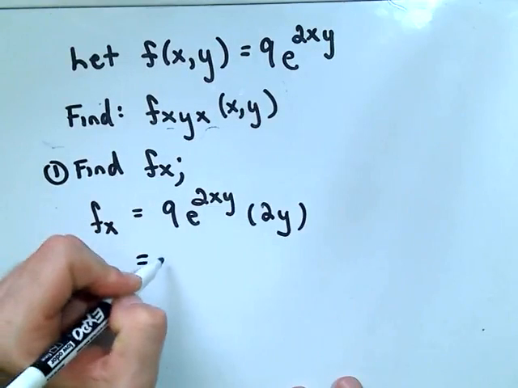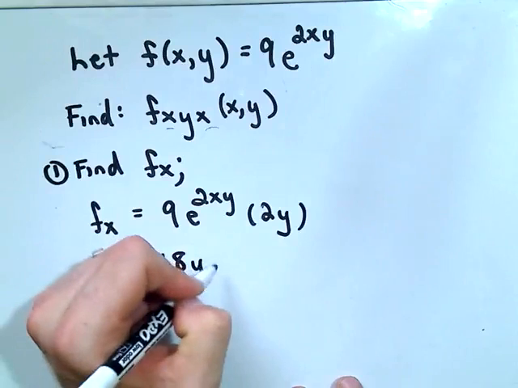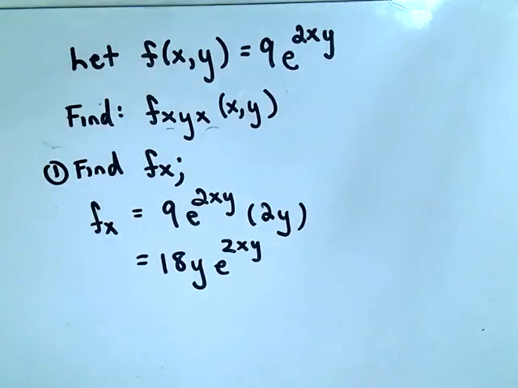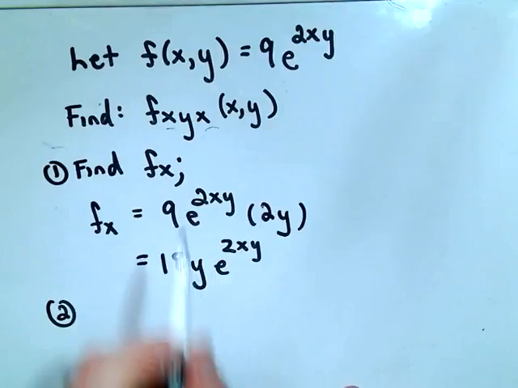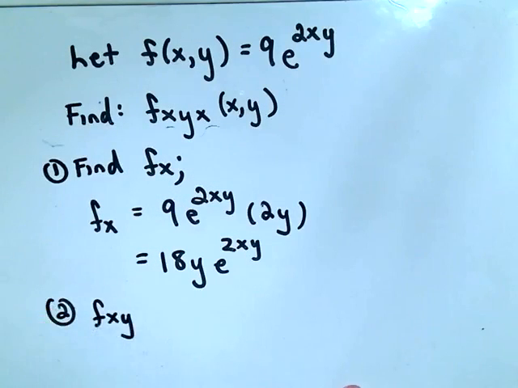So if I simplify this down, 9 times 2 is 18. I think I'll write the y part next. And then I have e^(2xy). So that's my first partial derivative with respect to x. Now the second thing I'm going to have to do is take the derivative of this new thing, only I'm going to do it with respect to y.